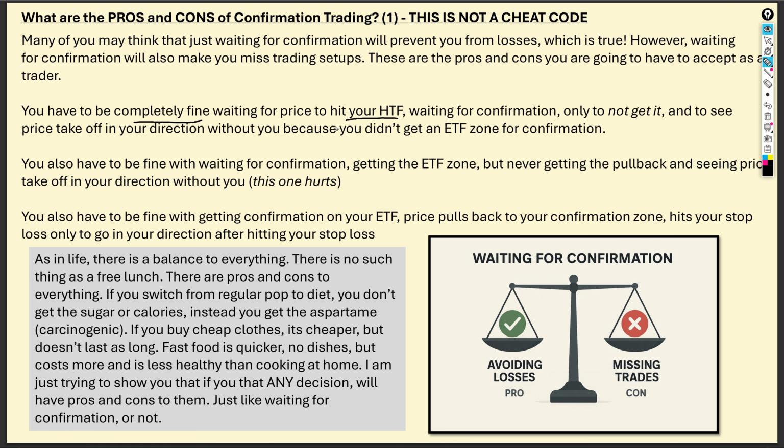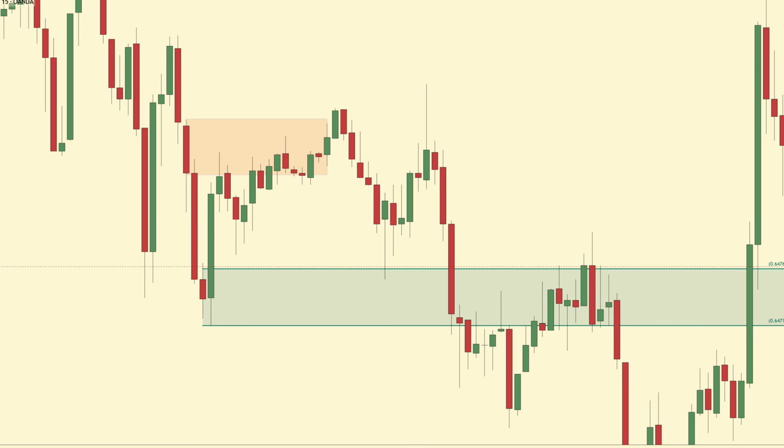So you need to be completely fine waiting for your higher time frame zone to be hit, waiting for confirmation, only to not get it. So going to a real chart over here, what can happen? Going to this chart, you could see a good demand zone here, and price may not ever get a pullback. Price may pull back and you might not get your confirmation, and price takes off without you.